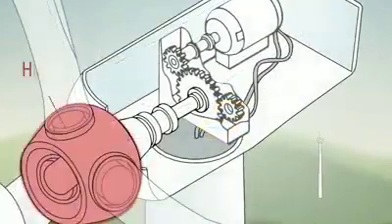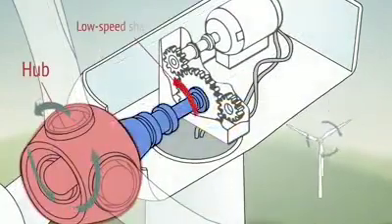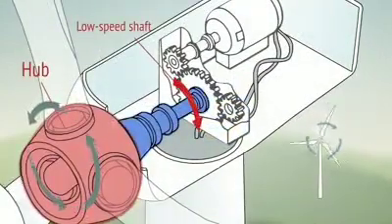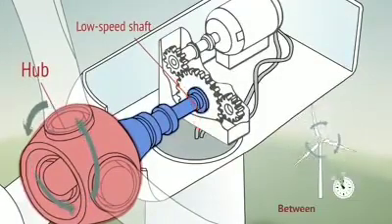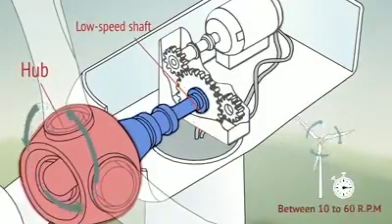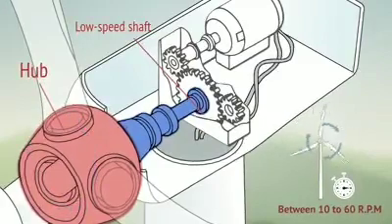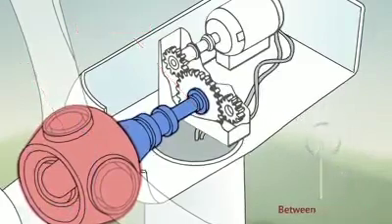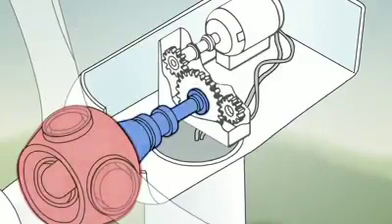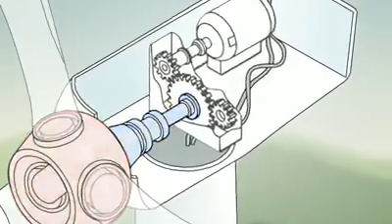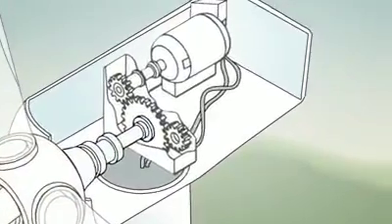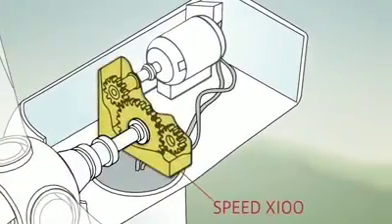As the blades rotate, the rotor spins, capturing the kinetic energy from the wind, and this turns the low-speed drive shaft, which rotates at a slow speed of 10 to 60 revolutions per minute. For large turbines, this speed is much too low to produce electricity, and hence it is necessary to increase the turning speed of the low-speed shaft, which is done by the gearbox.